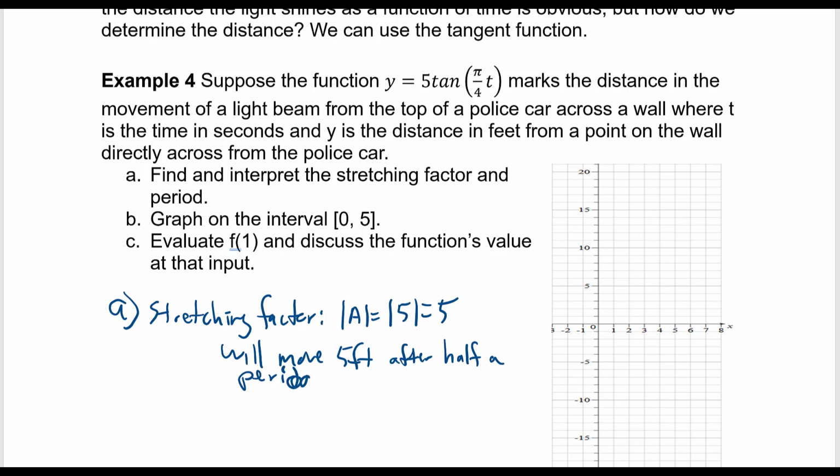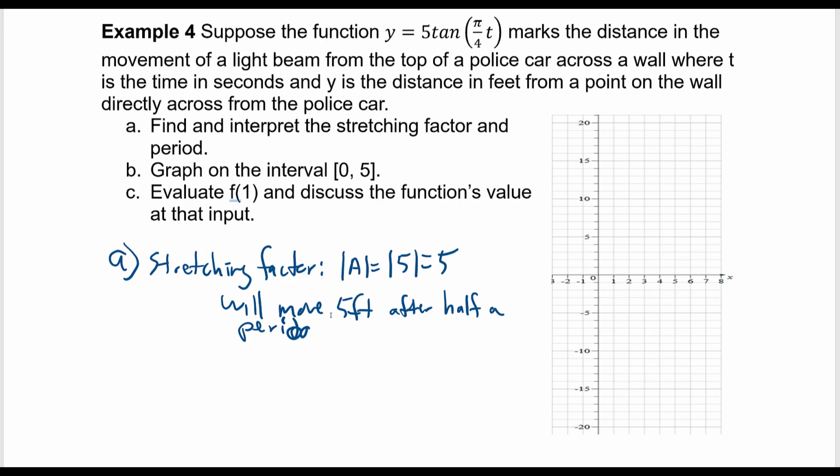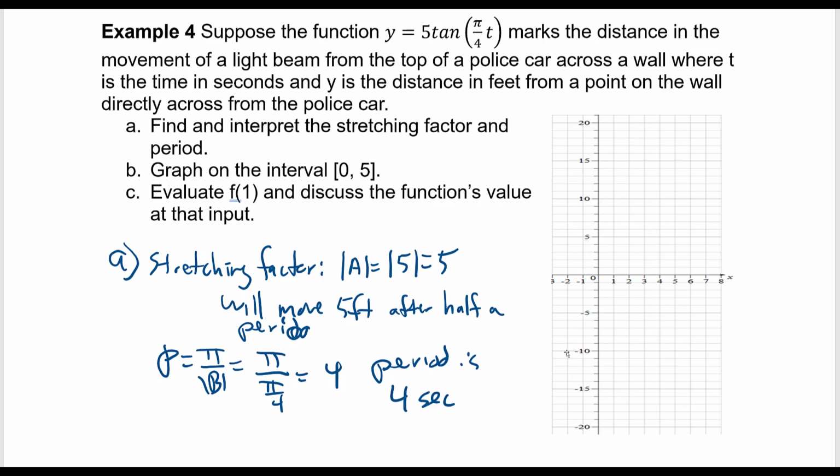And then the period itself is going to be pi over the absolute value of b. So pi over pi over 4, which would be 4. So the period is 4 seconds.